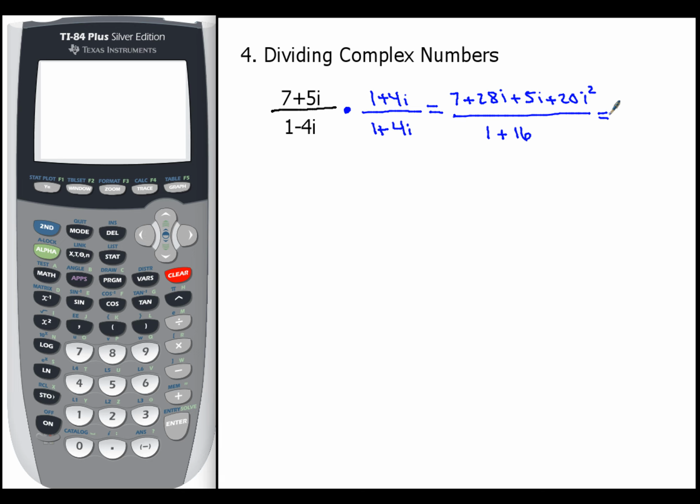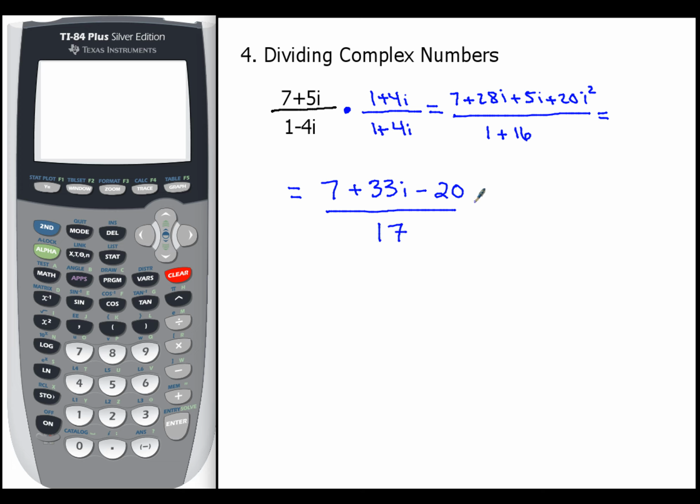Now, in the numerator, we're going to go ahead and kind of clean some things up here. 7 is just going to stay at 7 for right now. 28i plus 5i, that's going to give us plus 33i. And then our other piece, 20 times i squared, since i squared is negative 1, 20 times negative 1 is going to give me negative 20. So that last term is going to be negative 20. All that is going to be over 17.